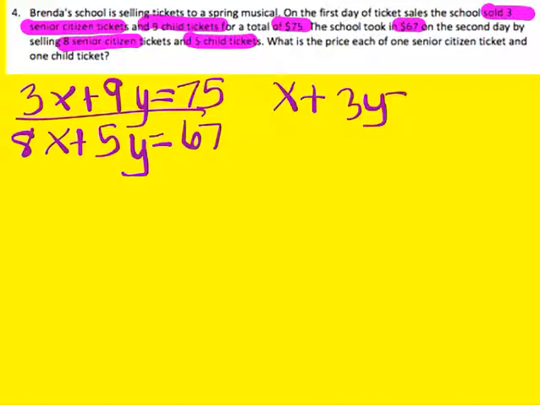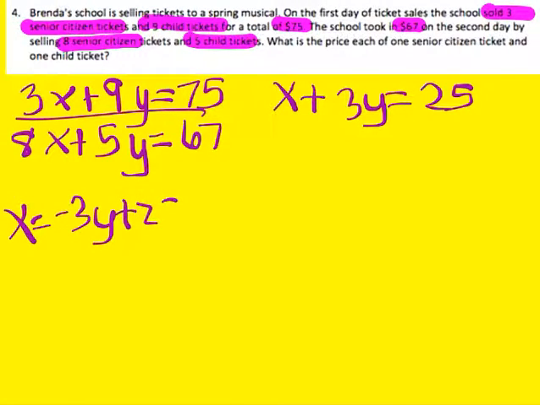It's equal to 25, and then I can bring that 3y over to the other side. So another version of that equation is x is equal to a negative 3y plus 25. And I did that by solving this equation for x. So I divided everything by 3 and then subtracted from both sides.